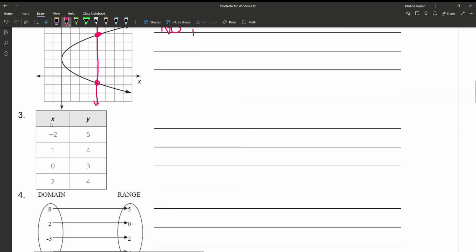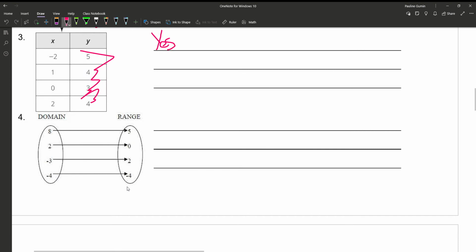Number 3, this is a table. I'm only going to look at my x's. My y's don't matter. Do my x's repeat? The answer is no. Because my x's don't repeat, this is a function. I put a -2 and a +2 in there because I wanted you to see that they are different numbers. It's okay that they're both 2's. One positive, one negative is enough of a difference between those two numbers.